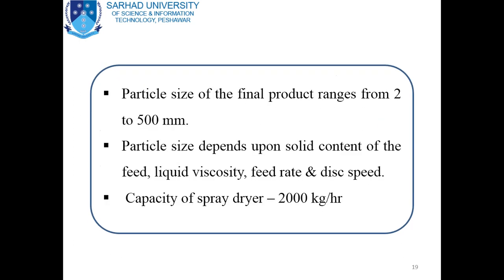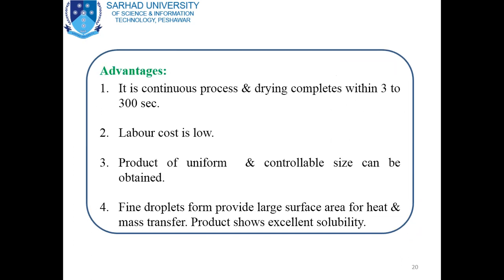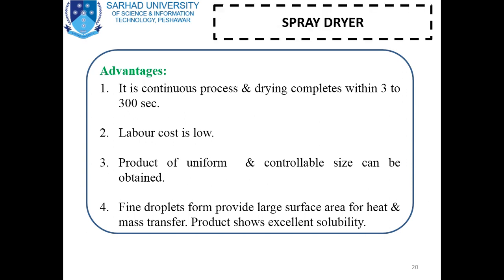Of the spray dryer, first of all, we will discuss the advantages. It is a continuous process, and the feed will be incorporated, and after passing through the three stages, it will become dry, completed within 300 seconds. So it takes less time for the drying process by using this piece of equipment, that is a spray dryer.